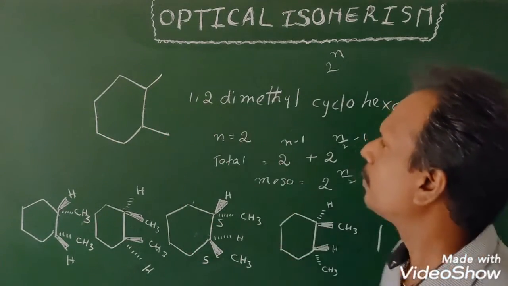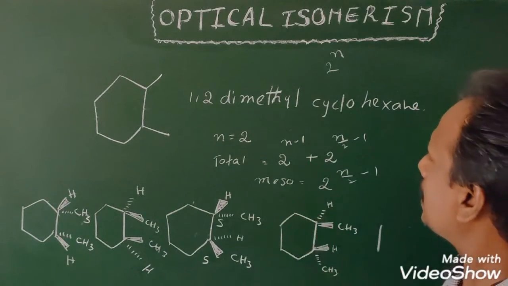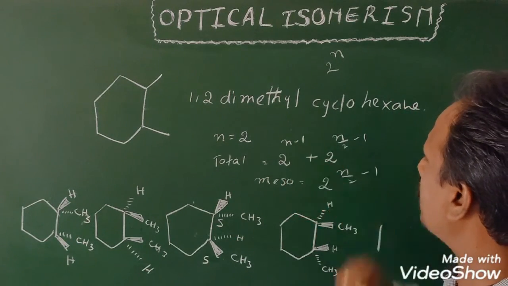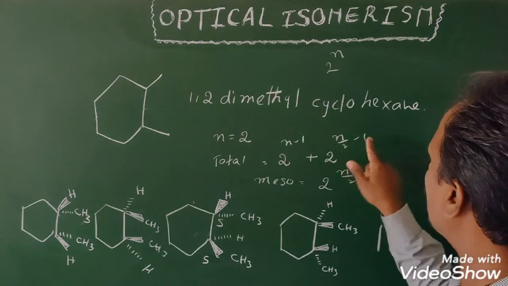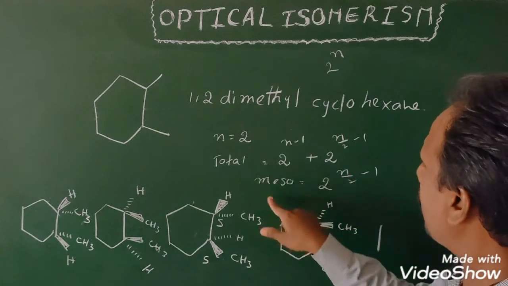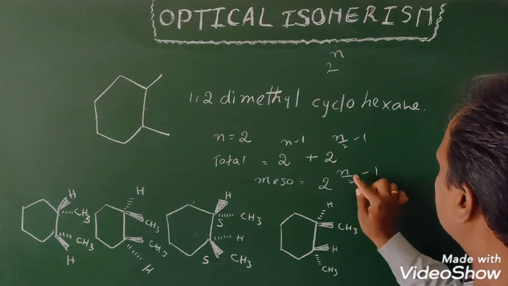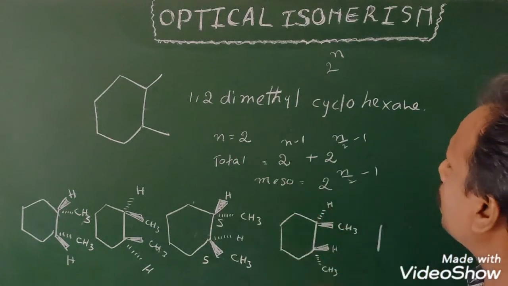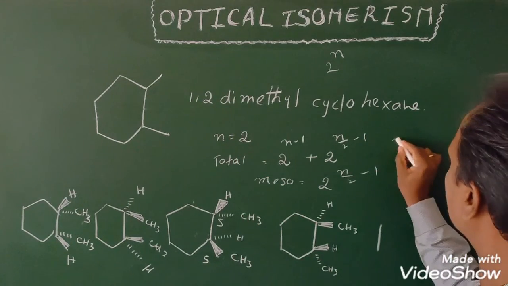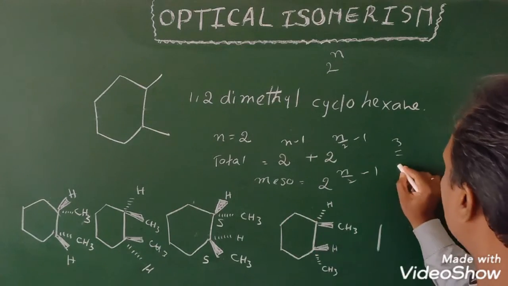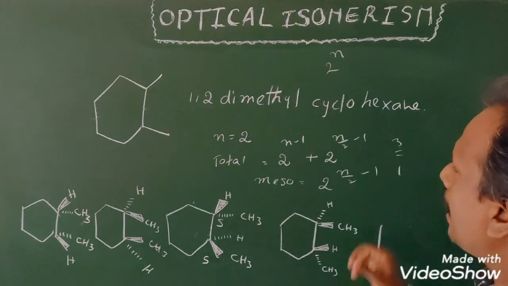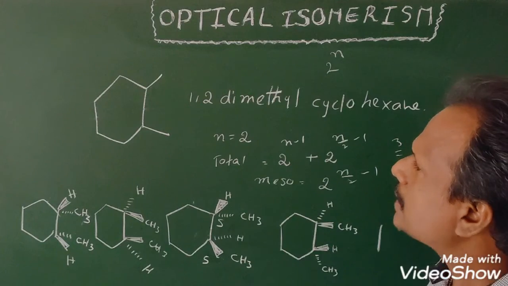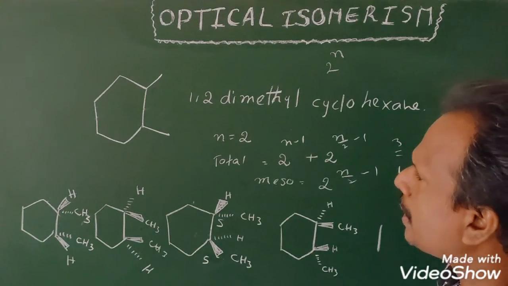Then second formula is total optical isomers, 2 power n minus 1 plus 2 power n by 2 minus 1. Meso compounds is 2 power n by 2 minus 1. So if you are substituting n value, total isomers is 3. Meso isomers 1. That means among the 3 isomers, 1 is meso compound. What is meso compound? Due to presence of plane of symmetry, it is optically inactive.